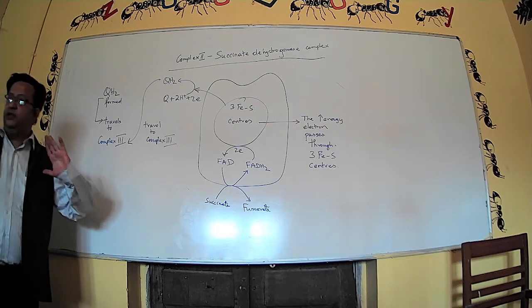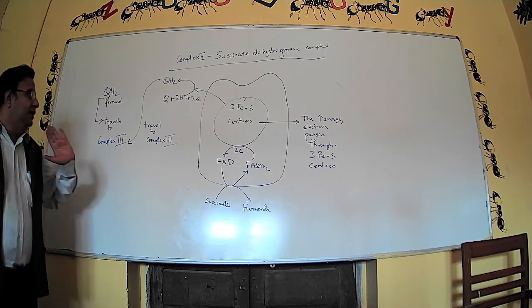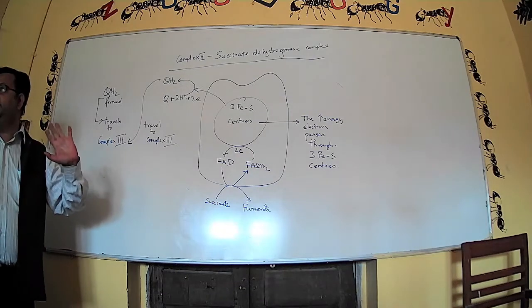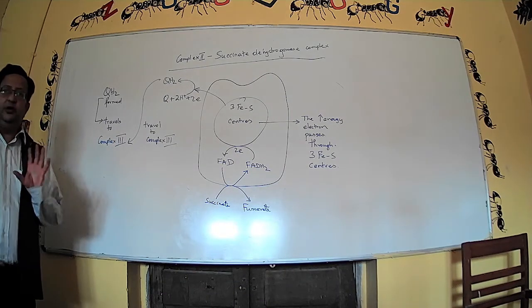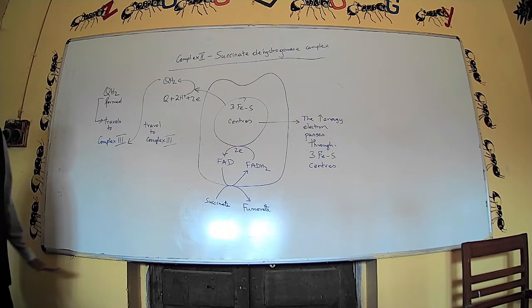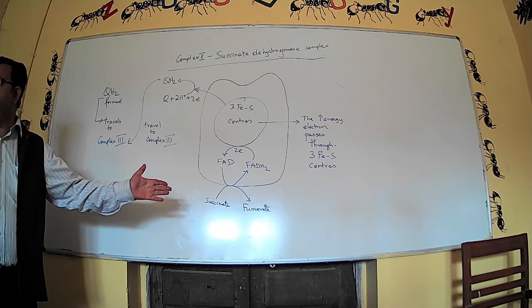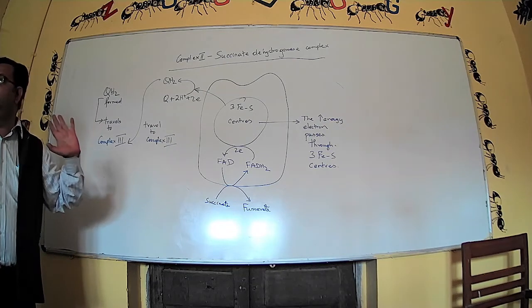So complex 1, say it's going, and complex 2, say it's going to complex 3. Some QH2 molecules are going to complex 3 from both of these. So this is working parallelly. This is utilizing FADH2 and that is utilizing NADH plus H+.